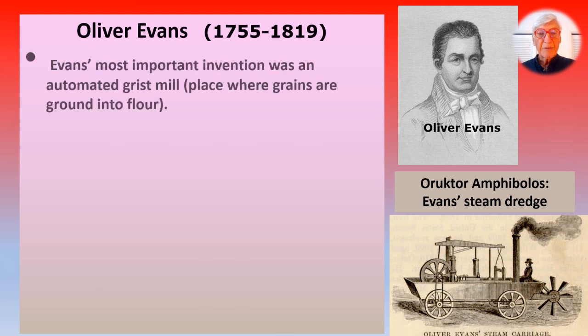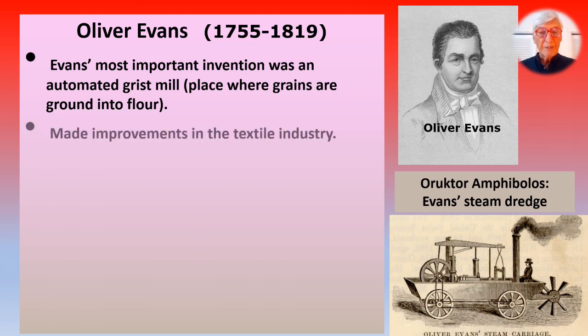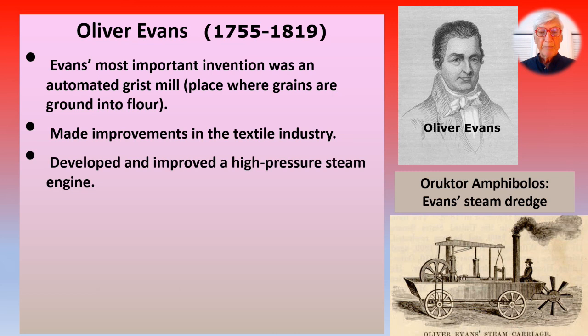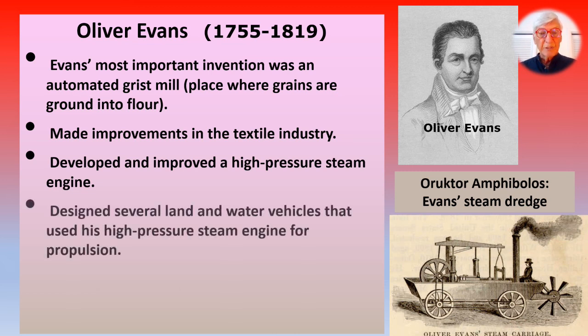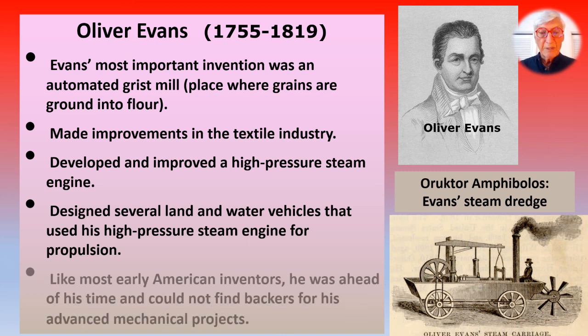For Oliver Evans, the most important invention was an automated grist mill where grain was ground into flour. He made improvements in the textile industry, developed and improved a high-pressure steam engine, designed several land and water vehicles that used his high-pressure steam engine for propulsion. Like most early American inventors, he was ahead of his time and could not find backers for his advanced mechanical projects.